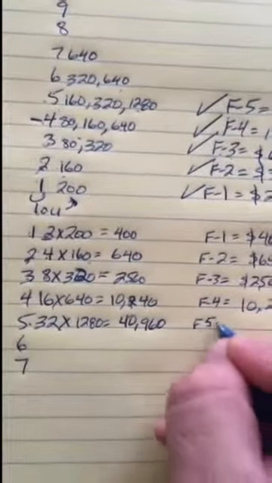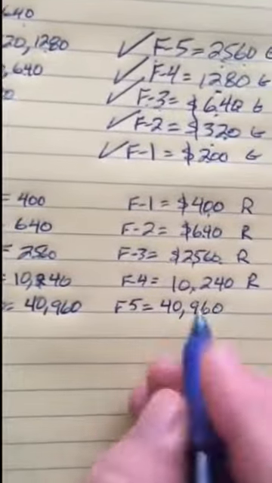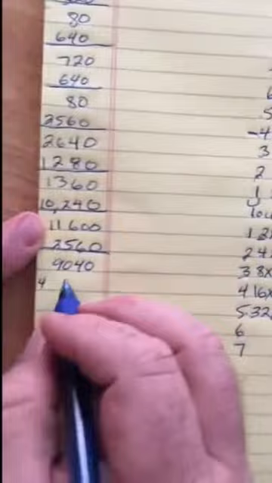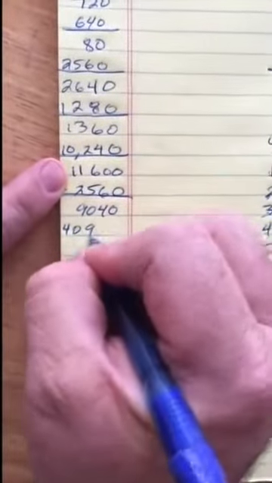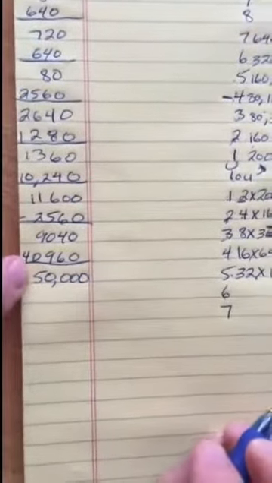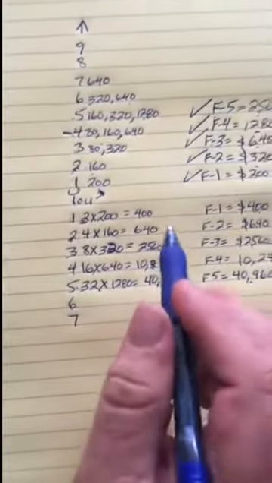So floor 5 equals 40,960. We're going to take that, add it to our 9,040. Okay, so 40,960, and guess what? That comes up to an even $50,000 flat. Now, stay with me. We've got 2 more stairs, okay, to climb.